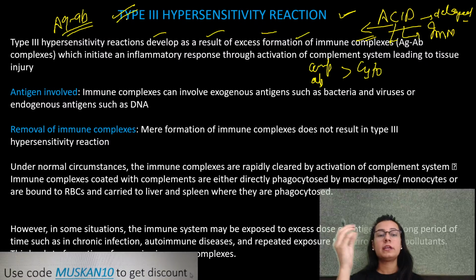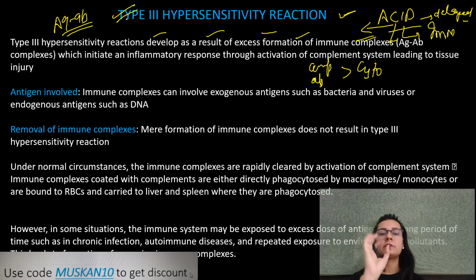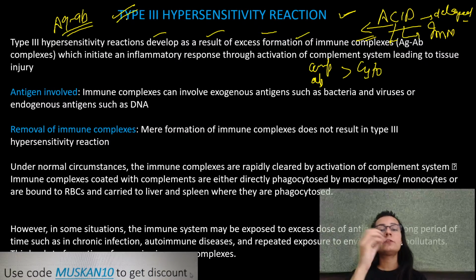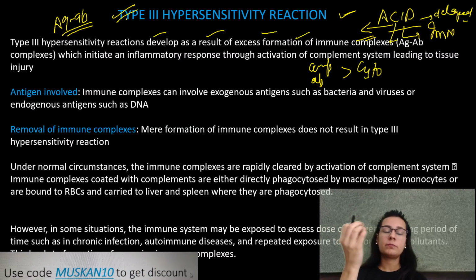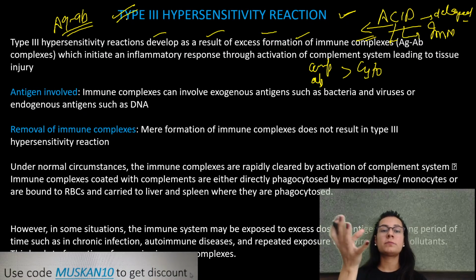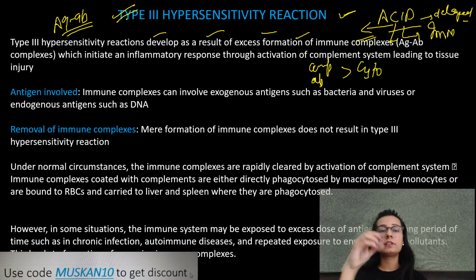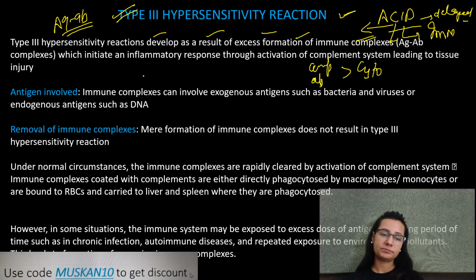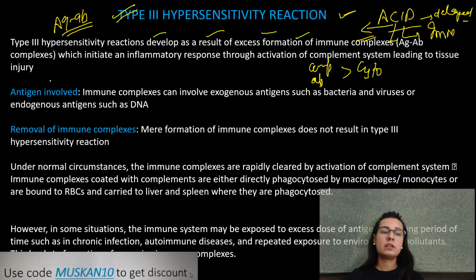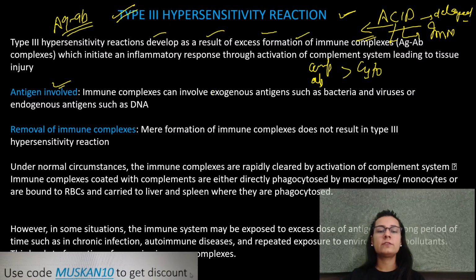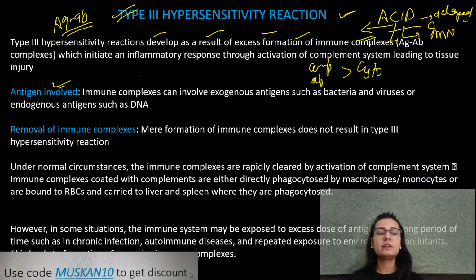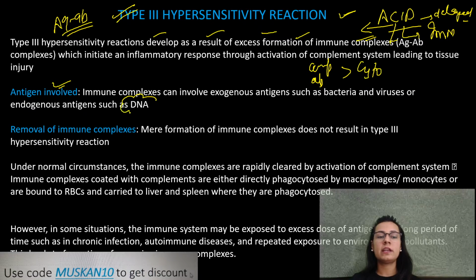Many times what happens is that the antigen-antibody complexes form and keep circulating freely in the blood. Then they accumulate in the basement membrane of the system and the organs, and there they activate the complement and the reaction occurs. So the antigen involved can be exogenous as well as endogenous, that is mainly DNA fragments, and mere formation of the immune complex doesn't result in type 3.